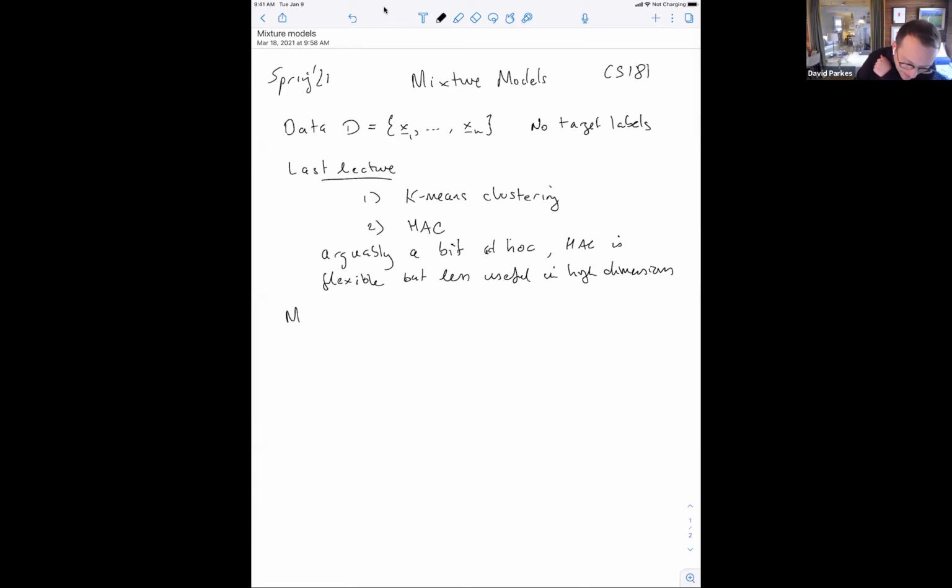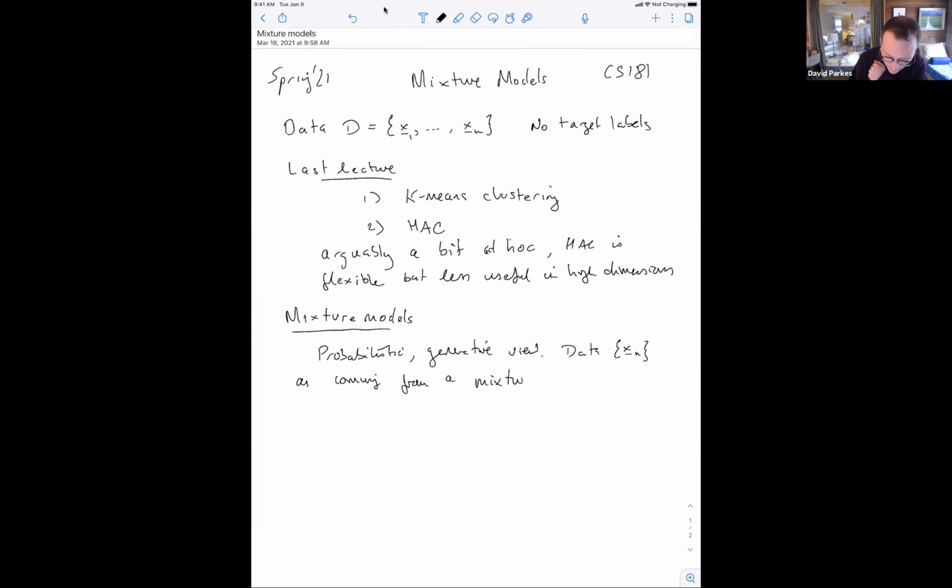So what we're going to do today is we're going to talk about this idea of using mixture models. And this is taking a probabilistic generative view. So we'll think about our data as coming from a mixture of components of a distribution.